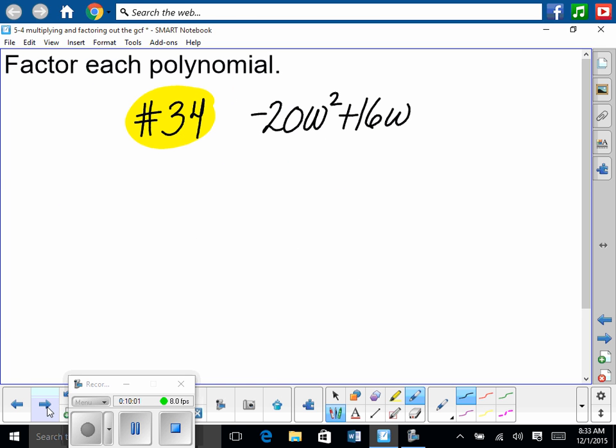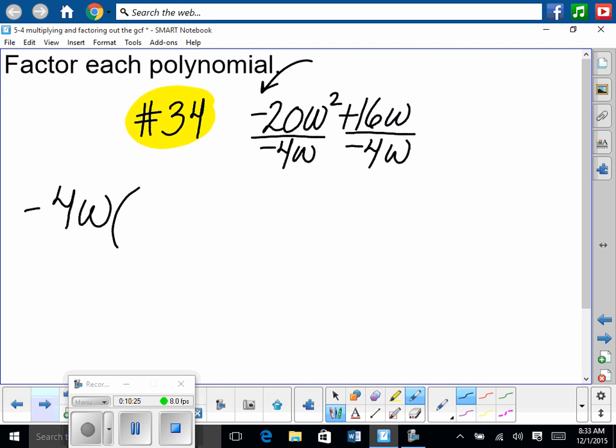Very good. Couple more. Number 34. Negative 20w squared plus 16w. What's the GCF? 4 and what else? Very good. And a w. And I like that you said, well, we have a negative in front, so we always factor out a negative. So then inside, divide each term by negative 4w. Don't forget that they each had a w in this problem in particular. So positive 5 and then what? Very good, w.